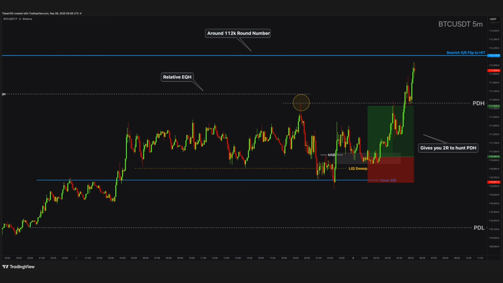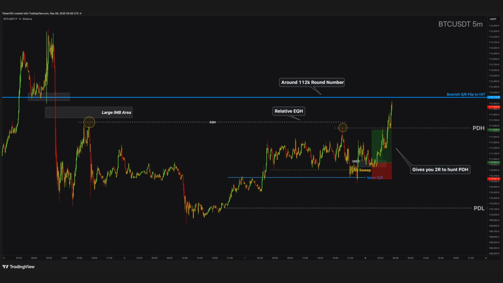This kind of trade is not a bad one at all. In fact, I've seen a lot of students take this exact trade and even post the results to me on Twitter.